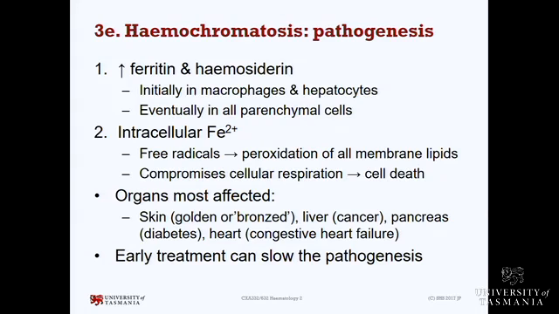As the pancreas is damaged, we can end up with diabetes. As the heart is damaged, we can end up with congestive heart failure. As the liver is damaged, we can end up with liver failure. So it's really not a very nice condition to get. As it says down the bottom there, early treatment can slow the pathogenesis, and the treatment is actually quite straightforward. But the trouble is identifying that somebody has hemochromatosis in the first place. That seems to be the hardest thing.